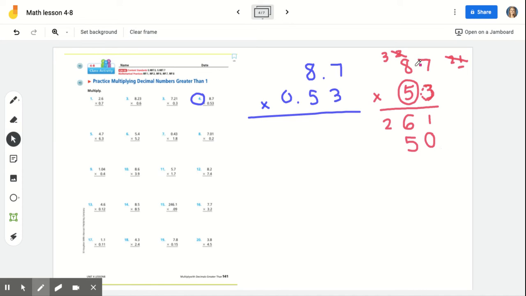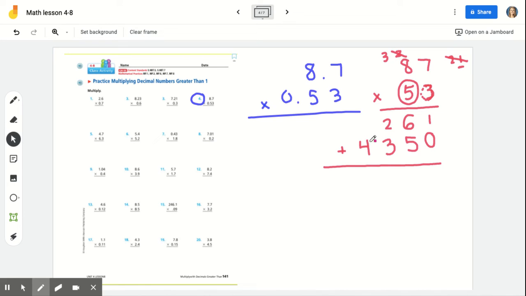The next step would have been to multiply 8 times 5. 8 is in the 10 spot times this 5 in the 10 spot. 8 times 5 is 40 plus 3 equals 43. I'm making sure all my digits are nicely lined up, making it easy peasy for me to add.